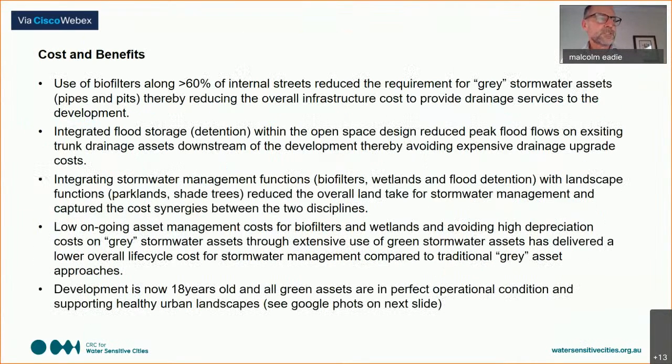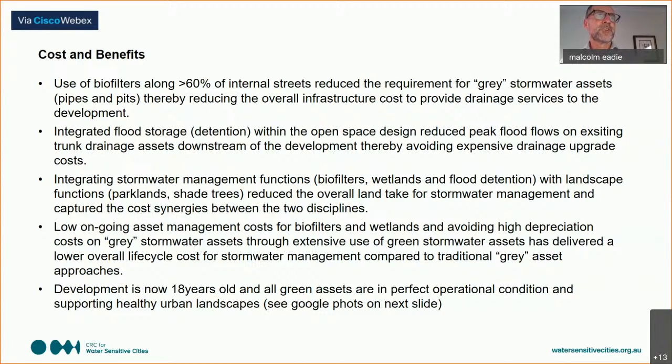I'll skip the outcomes because I think I've spoken to most of those and go to the cost and benefits. Use of biofilters along more than 60% of the internal streets in this development has significantly reduced the requirement for use of grey stormwater assets like pipes and pits. And by doing so, there's a significant overall infrastructure cost reduction to provide drainage services to the development.